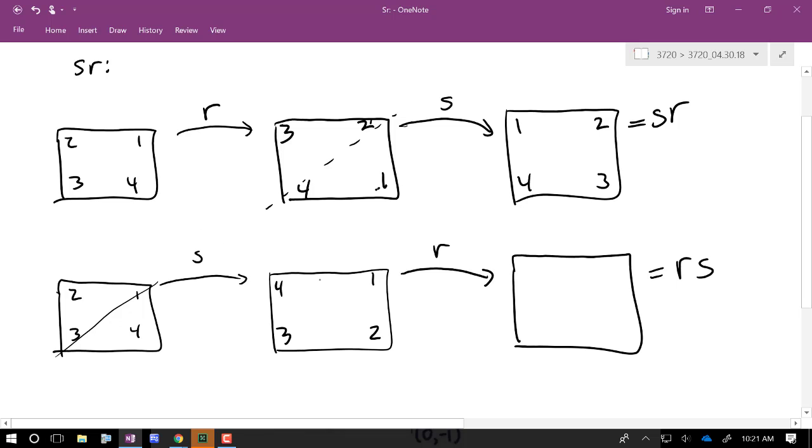Next, when we flip, this part stays the same, and then when we rotate clockwise, we have 1, 2, 3, 4. There we go. So still, the observation holds in that these are not the same.